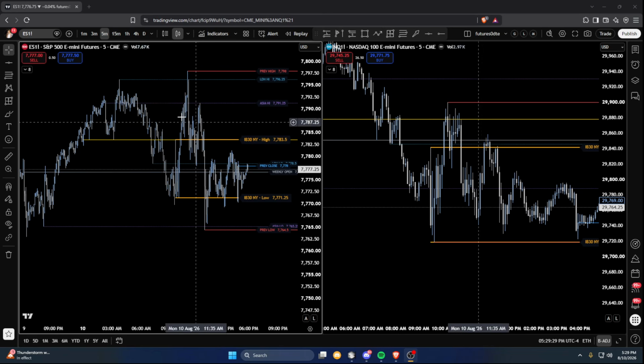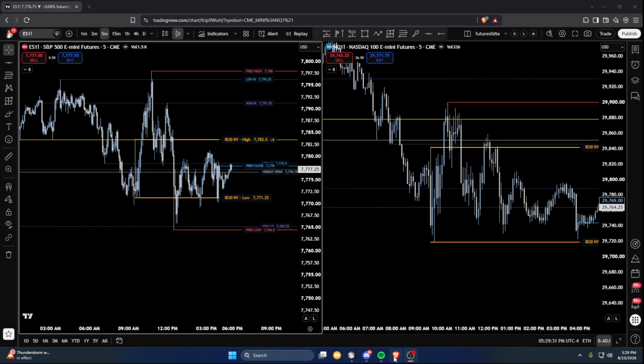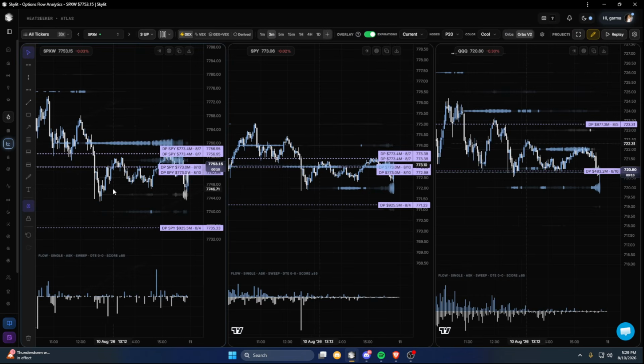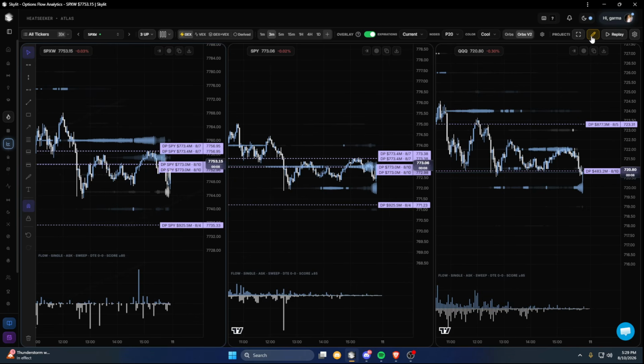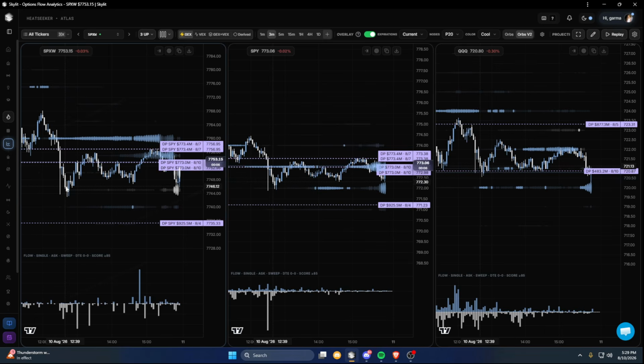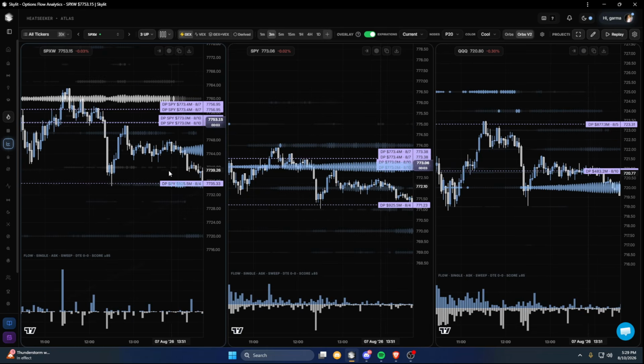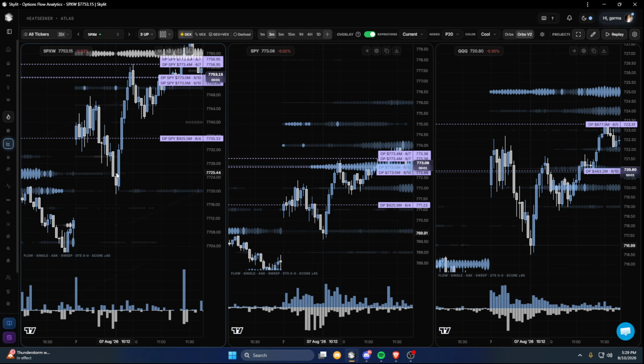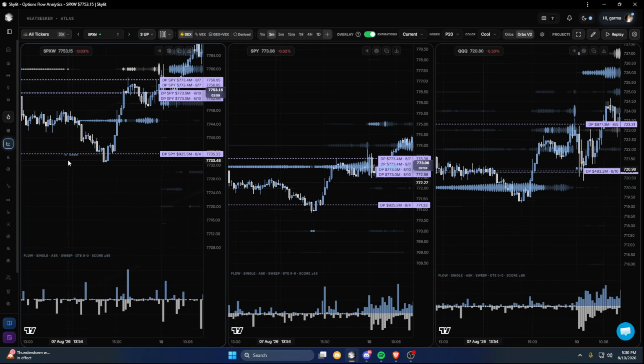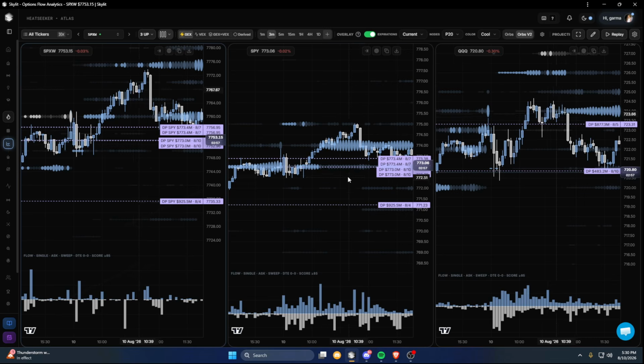So in the morning, this was the first trade I took. If we come over to Skylit now and I look at the morning, where was it? Over here? No, it's not that far back. It's right here, I think. Yeah, so this is the morning.